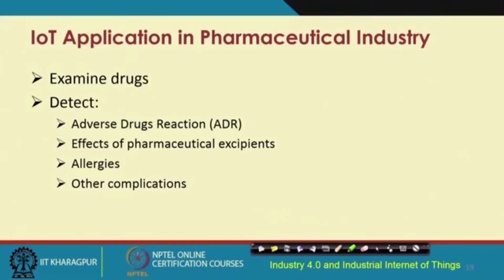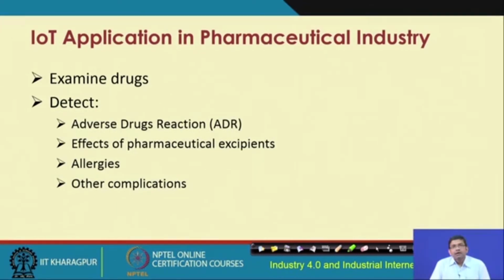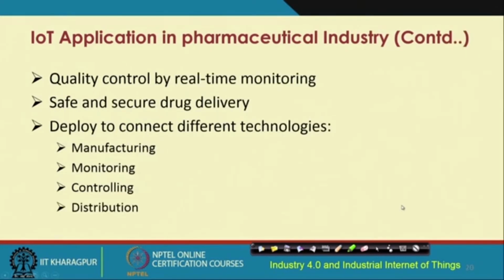IoT solutions could also be deployed in order to detect adverse drug reactions, effects of pharmaceutical excipients, detecting allergies, other complications that might be happening. So, all of these drug reactions and allergies, etc., monitoring those, detecting those, everything could be done in the pharmaceutical industry. These are being done with the help of different appropriate sensors.